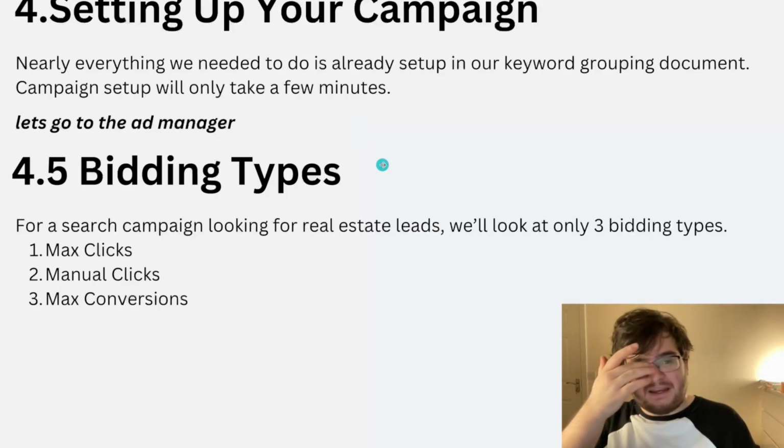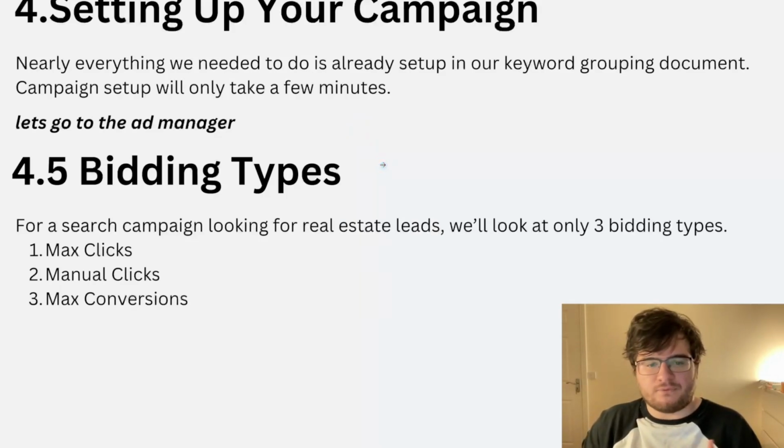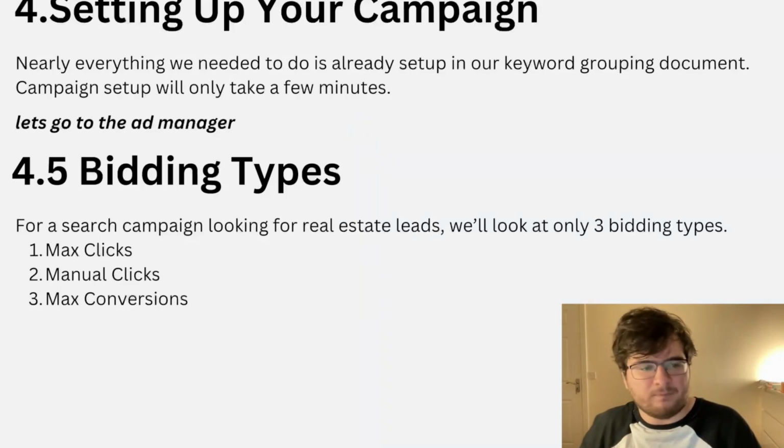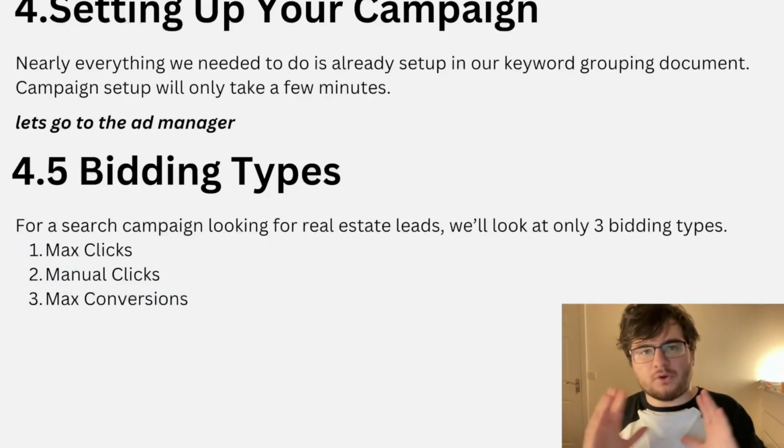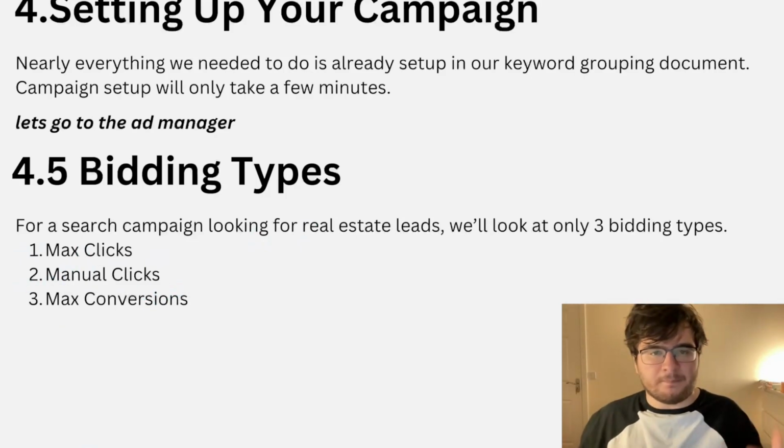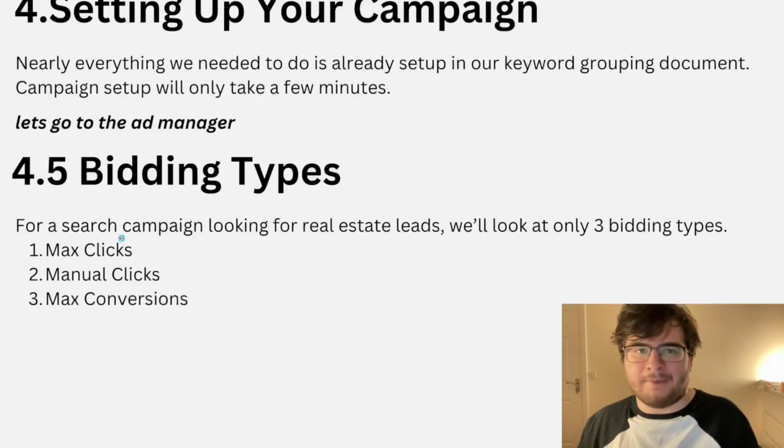We're going to cover bidding types. So for a search campaign looking for real estate leads, we only look at 3 bidding types, and that's max clicks, manual clicks, and maximize conversions. So when you do a search campaign, you can choose your bidding type. We saw that in our ad manager.